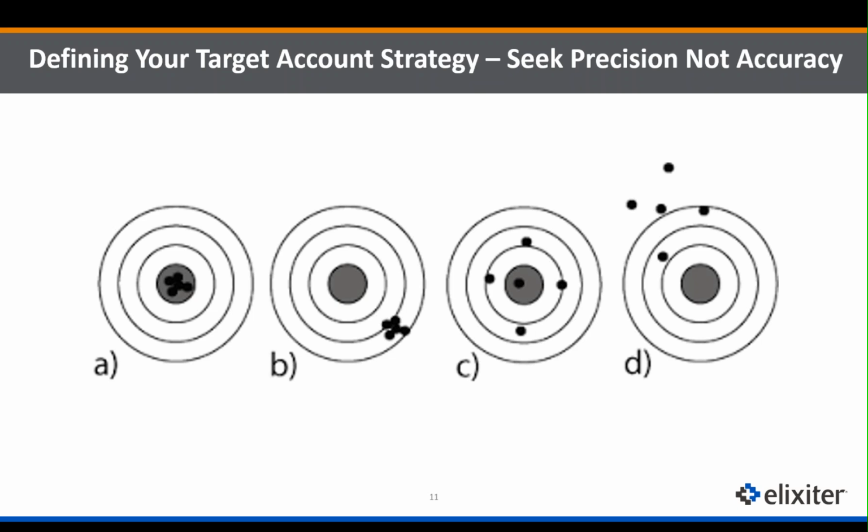B is accurate, but not precise to the target. So ensure that you're targeting the right companies. Option A really is ultimate nirvana. It's like shooting that bullseye, and we're going to talk a little bit more about that.